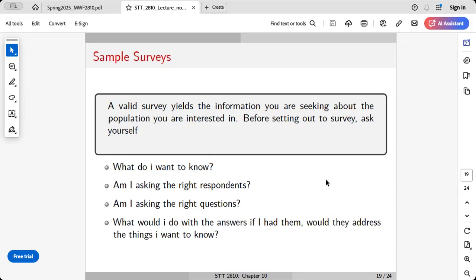You should also ask yourself what you will do with the answers if you have them. How are you going to analyze them? How are these answers going to address the things you wish you knew? So these are some of the questions that you need to ask yourself before you put out a survey.